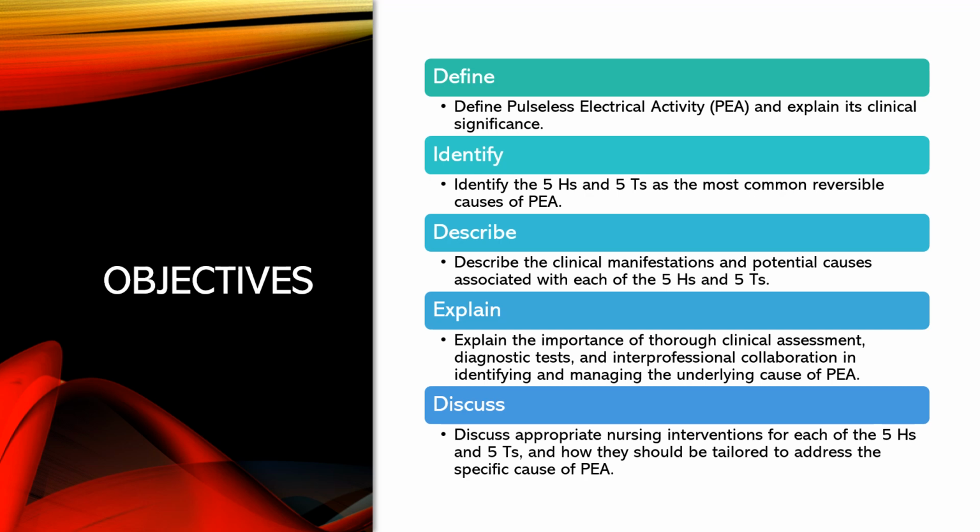Explain the importance of thorough clinical assessment, diagnostic tests, and interprofessional collaboration in identifying and managing the underlying cause of PEA. And discuss appropriate nursing interventions for each of the 5 H's and 5 T's and how they should be tailored to address the specific cause of PEA.